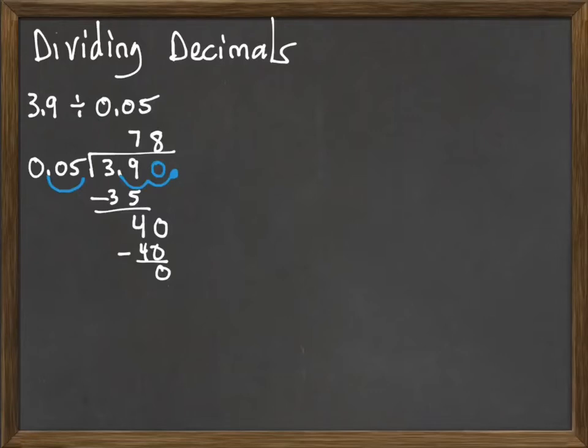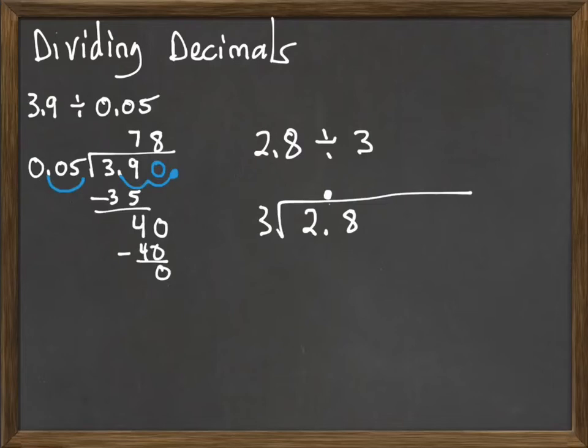Let's consider a second example. In this example, we're taking a decimal divided by a whole number, so there's no need to move the decimal places here. We're ready to divide straight by 3. So you'll notice I wrote the decimal point up above where it was in the division problem. That helps us to keep track of the decimal point in our answer.